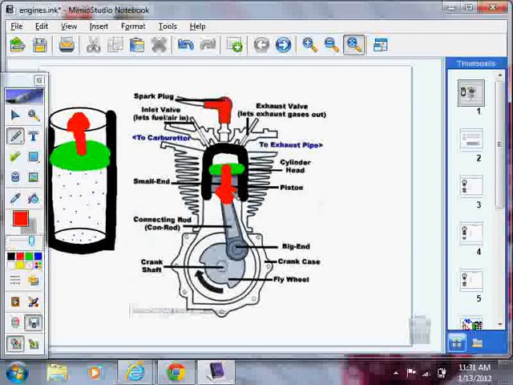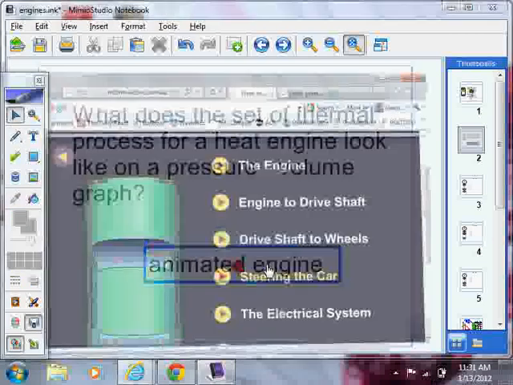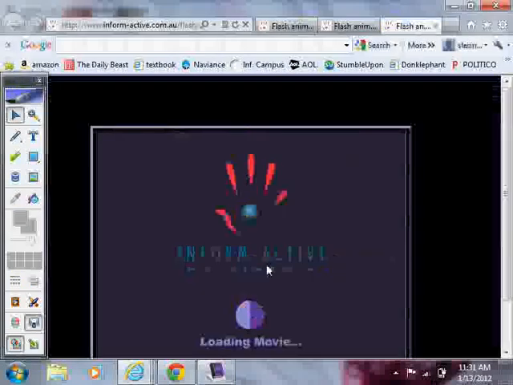I was looking for animations showing how this piston works in action. Let's take a quick look at what I found. Whoopsie. Okay.